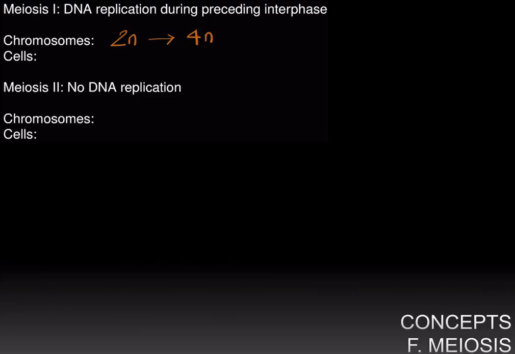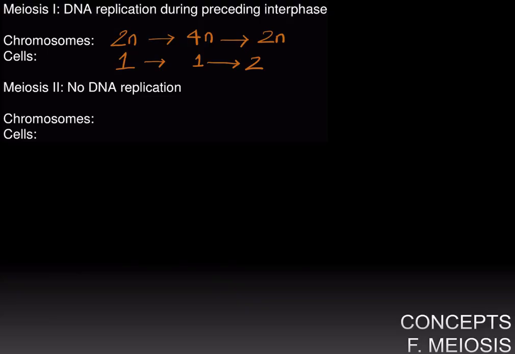And then in meiosis 1, the cell divides in 2, and what that means is that the daughter cells at the end of meiosis 1 have 2n chromosomes once again. And we can look at the number of cells. So if you started with 1 cell, you will end up with 2 cells.